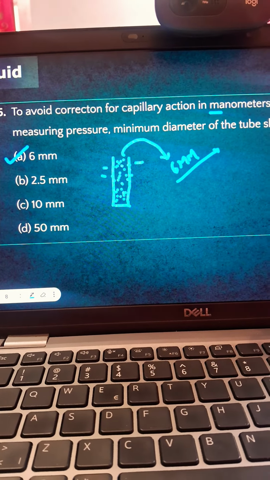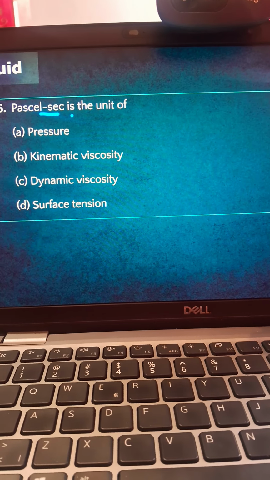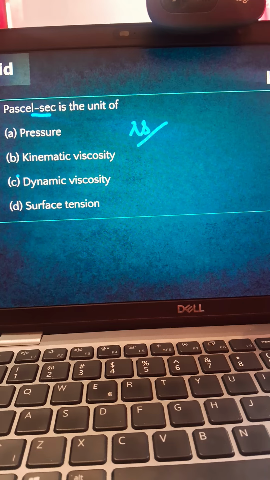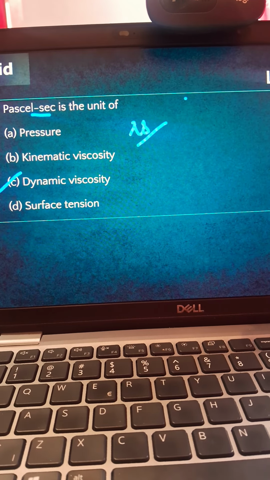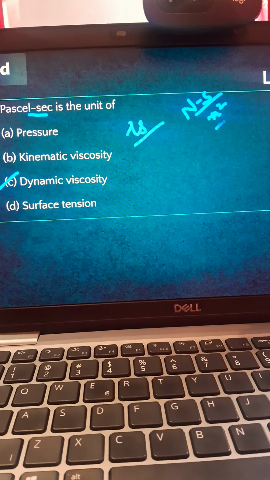Another question to discuss. Pascal second is the unit of, almost all examinations it will be asked. So this is the unit of mu, that is the dynamic viscosity. This is Newton second per meter square, right?